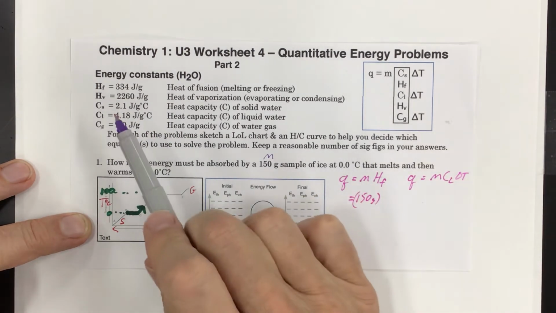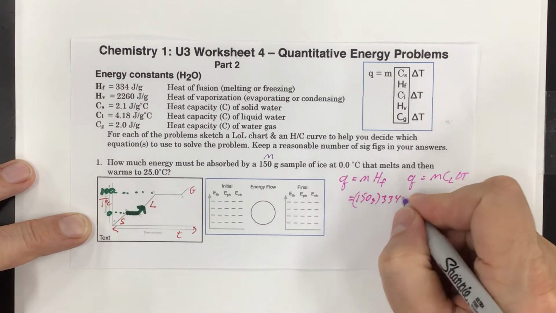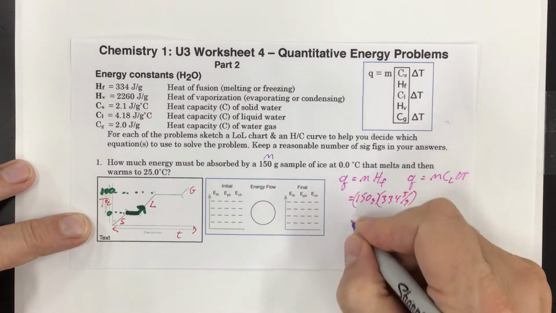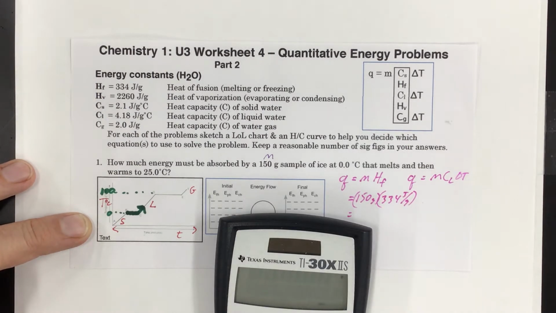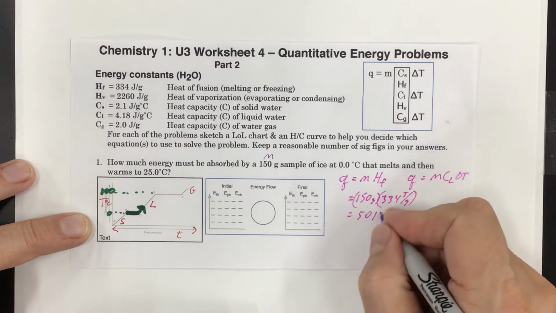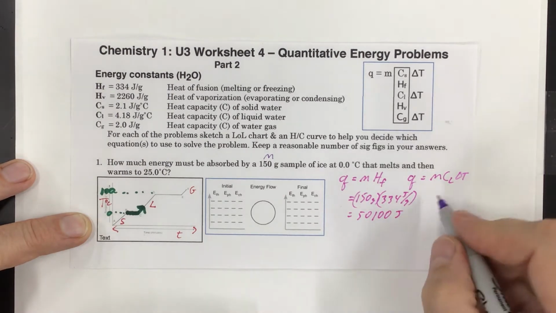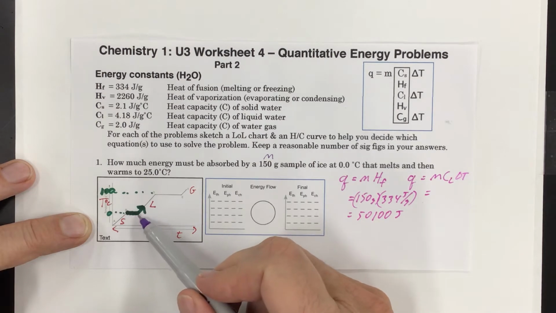So it's 150 grams times the heat of fusion, which is 334 joules per gram. Okay. So you get out your calculator. 150 times 334. It's 50,100 joules. And so that's how many joules it takes to melt the ice.